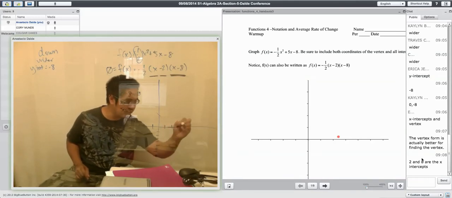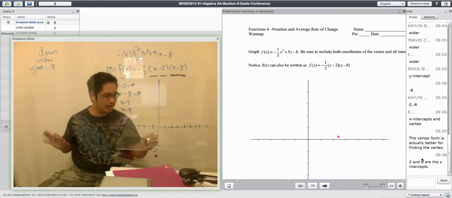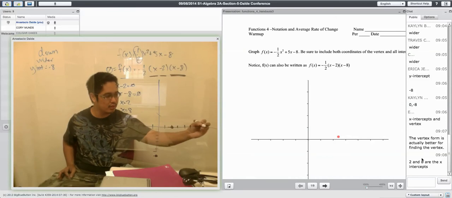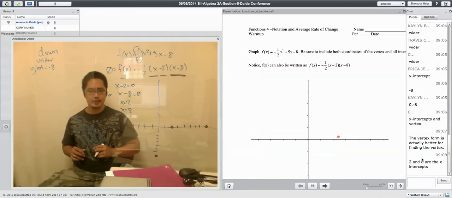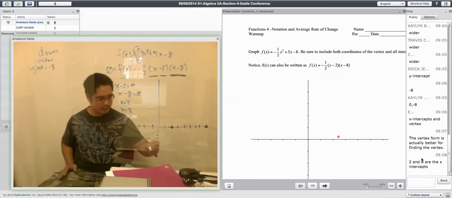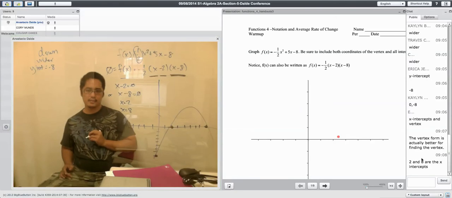So I would probably want to redraw this a little bit. 1, 2, 3, 4, 5, 6, 7, 8. And then I know that my graph crosses here and here. So I've got 3 points, 1, 2, 3. I could draw my graph right off the bat. I think that it's probably going to look something like this. Do you guys see how I did that?